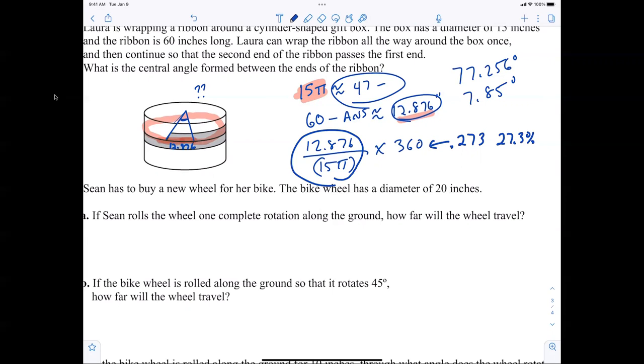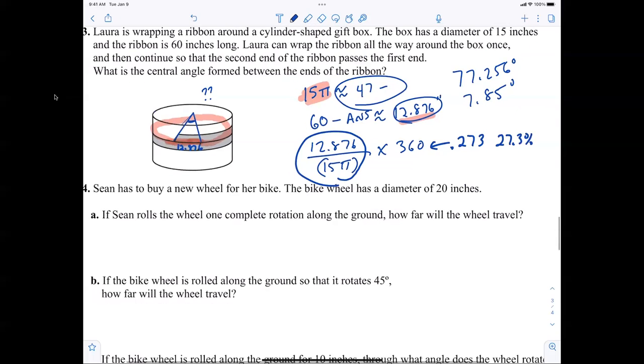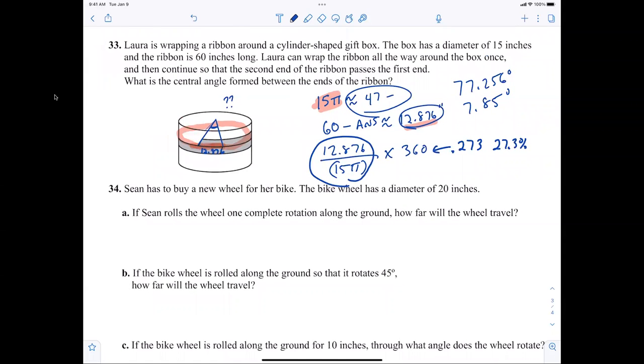Does that make any sense? And what did that come out to be? 98.365. 98.365 roughly degrees. I'm okay with that.